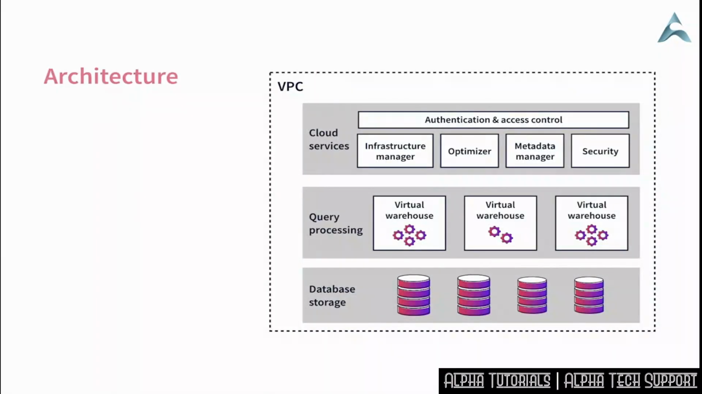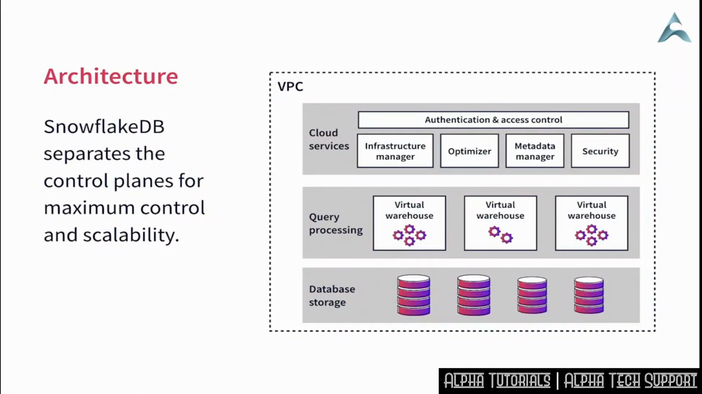We've learned that SnowflakeDB separates the control planes for maximum control and scalability. And of course, in a database, you have to have data. So in order to understand this, we're going to actually just explore with some of the sample data first, and then learn how to load data into our SnowflakeDB free trial instance. Before we do that, though, we need to review the object hierarchy.